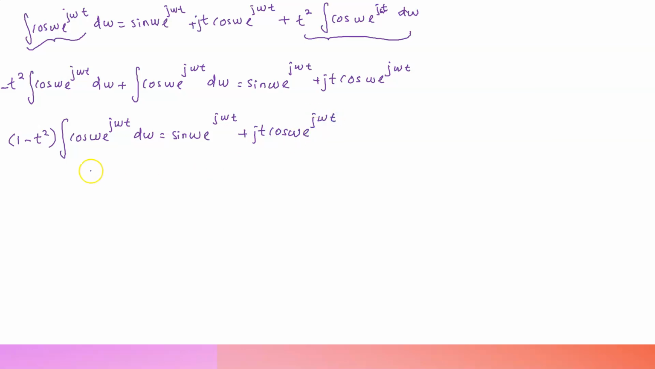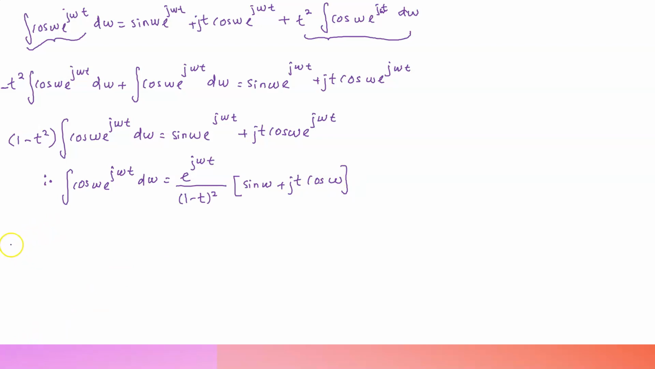Which means the integration of cos omega e^{jωt} dω is equal to, if I bring the common terms outside, e^{jωt} over 1 minus t square, multiplied with sine omega plus jt cos omega.